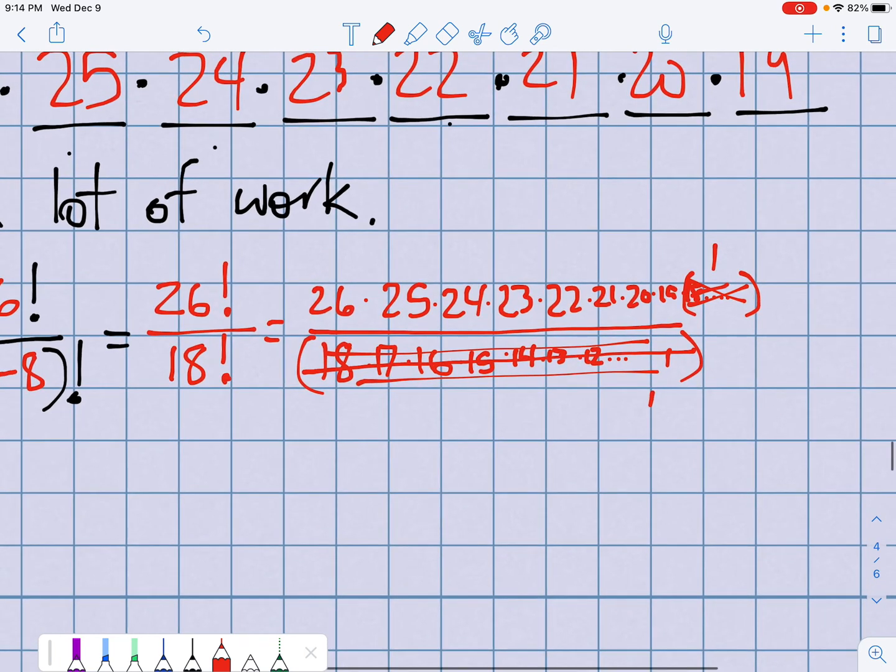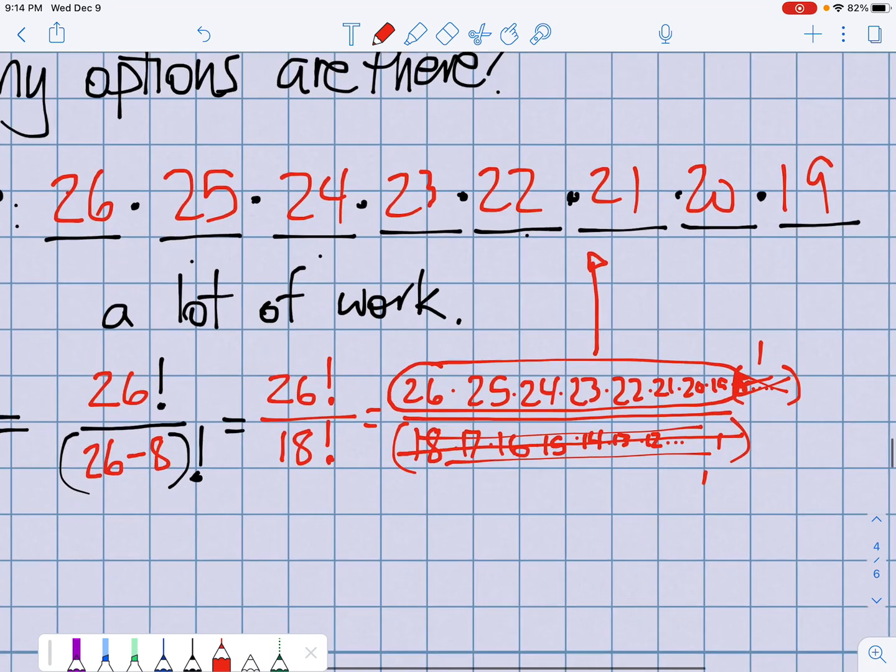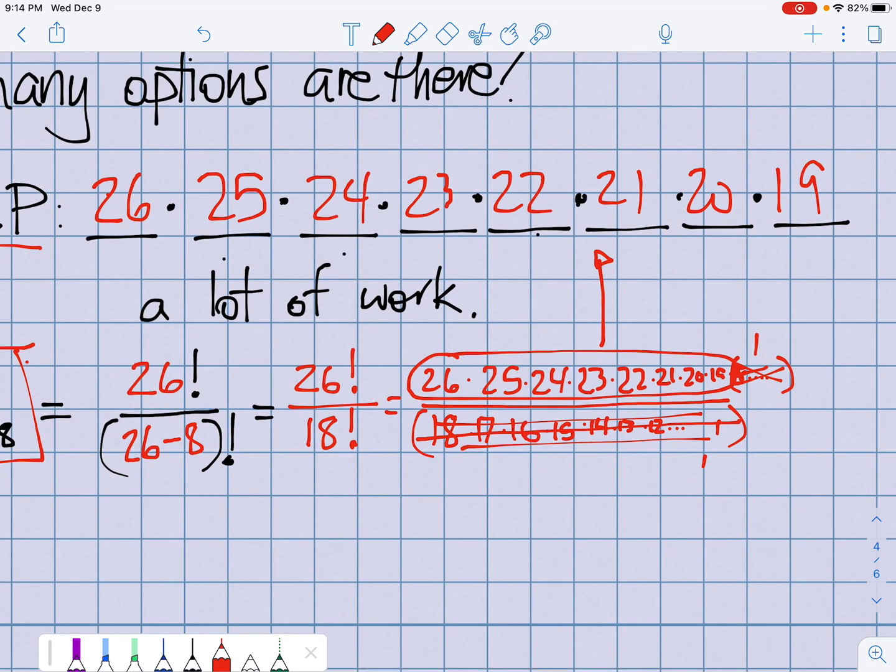All right? Now you'll notice this work here is the exact same as the work that we had up here in our fundamental counting principle. All right? And so, yeah, if you did that by hand, either way, it would be the same work.